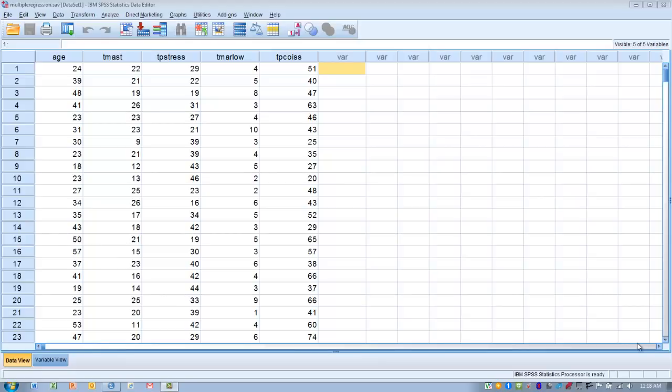Okay, so the example we're going to do here for the standard multiple regression is I have several data points, and what we're going to look at is how or if some predictor variables can predict the level of someone's perceived stress. So our outcome is total perceived stress, or TP stress. So this is a numeric measure of someone's stress level. So a higher score indicates a higher stress level.